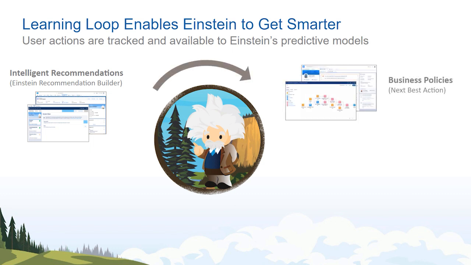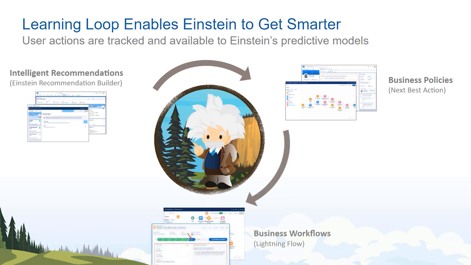Einstein recommendations are accessed within Einstein Next Best Action, a decisioning engine that combines business policies with AI to deliver actionable recommendations. As you accept the recommendations, you can trigger Lightning Flow to complete the purchase workflow, and the data gets updated in order history. Einstein monitors this feedback to adjust its recommendations and gets smarter over time.